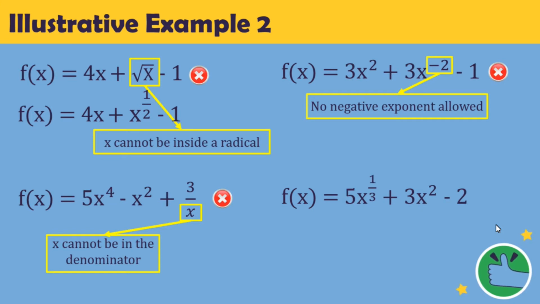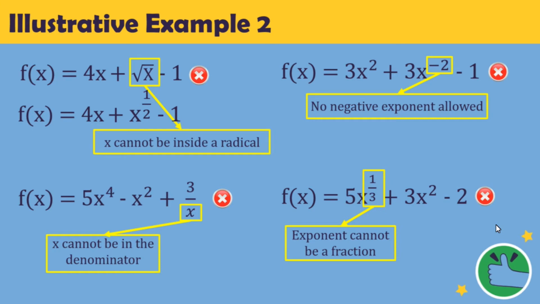Next example is f of x is equal to 5x raised to 1/3 plus 3x squared minus 2. And this is not an example of a polynomial function. Why? An exponent cannot be in fraction form.